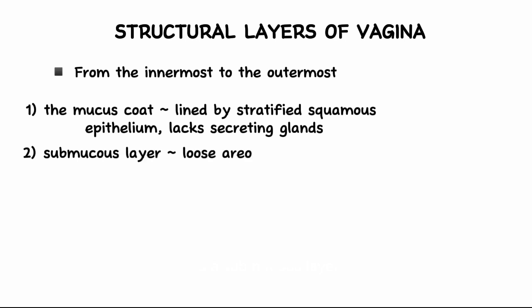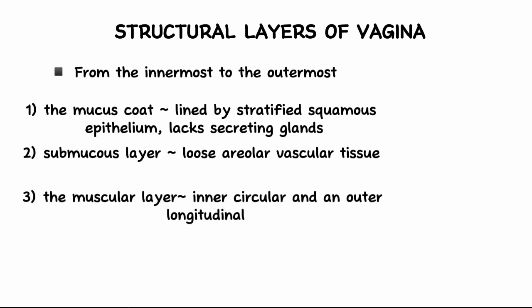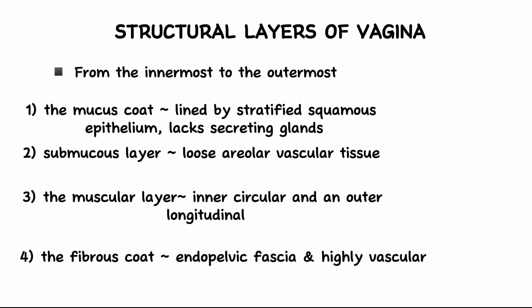2. A submucous layer made up of loose areolar vascular tissue. 3. The muscular layer, consisting of an indistinct inner circular and an outer longitudinal muscle arrangement. 4. The fibrous coat, derived from the endopelvic fascia, and is noted for being highly vascular.